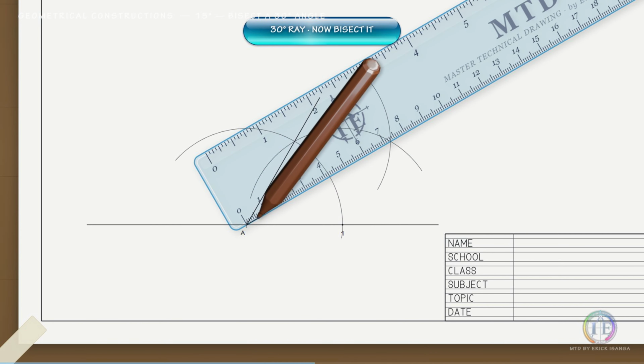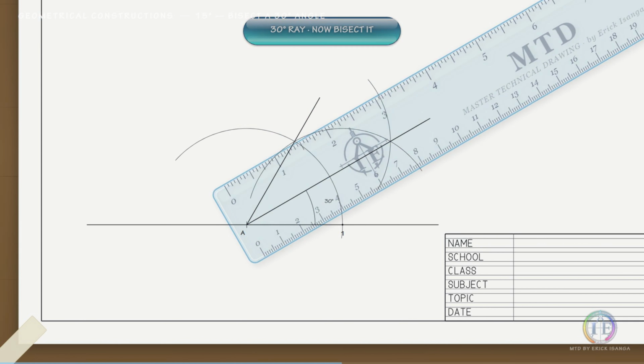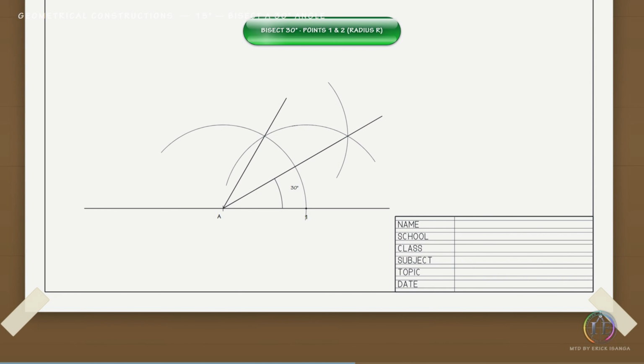We shall now bisect it to obtain 15 degrees. We use 2 points the same distance r from A, point 1 on the horizontal line and point 2 on the 30-degree ray. With point 1 as center and the same radius r, we swing an arc to the right.